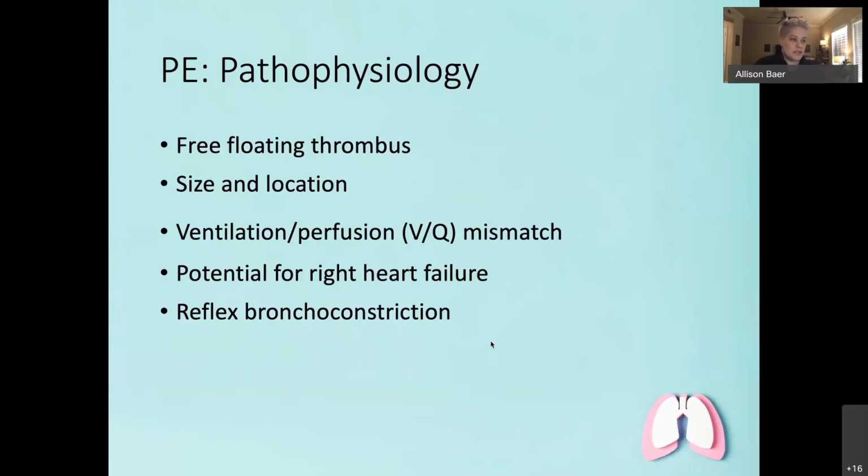And then there is a potential for heart failure, depending on how big it is. The heart's having to push harder against that obstruction, because if that section of the vasculature is blocked off, that increases the resistance, and it makes it harder for the heart to push the blood to all the other parts that it can go.